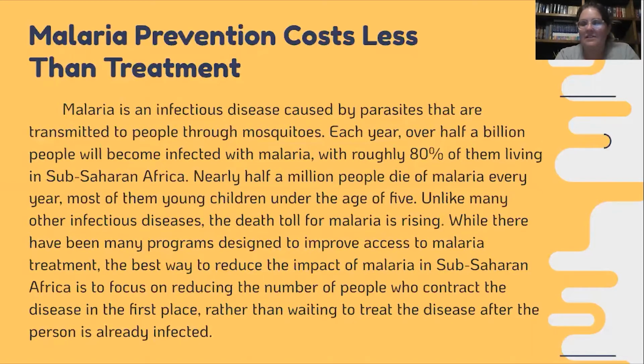We can tell that this introduction follows the outline that I gave you earlier. It begins by giving the reader information about what malaria is and how many people it affects each year. It also tells the reader that the death toll is rising. This creates urgency. The last sentence states the author's claim. Reducing the numbers of people getting malaria is easier and less expensive than treating them after they get the disease.